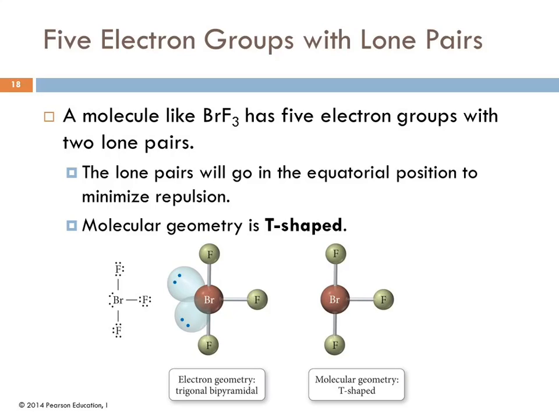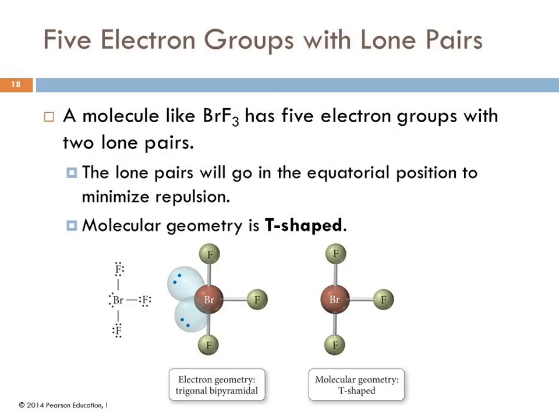BrF3 has 5 electron groups. There's 2 lone pairs. Good, because I was tired of drawing Lewis structures. So here the bromine has 2 lone pairs and 3 bonds. 5 gives us that trigonal bipyramid, but now we have 2 lone pairs. So lone pairs are going in the equatorial position because they're more repulsive and they've got more space there. And so then we end up with this, and that has the clever name T-shaped. It's shaped like a T on its side, the way they drew it.